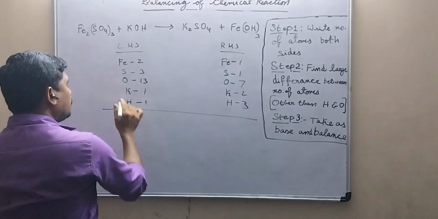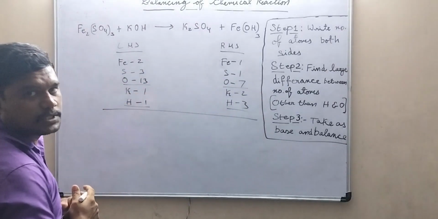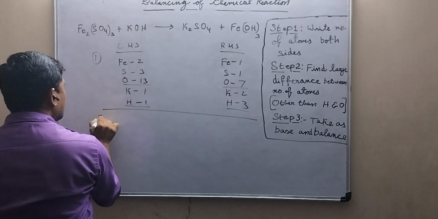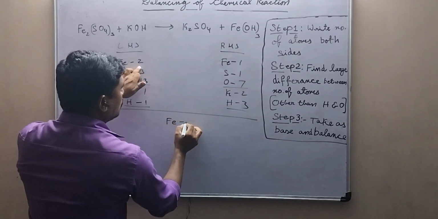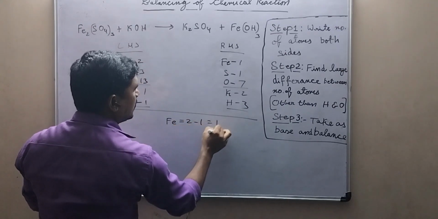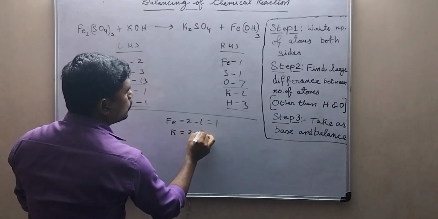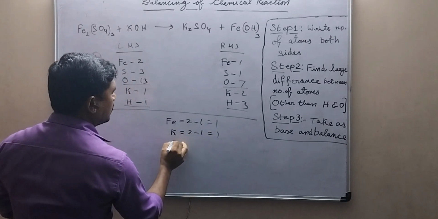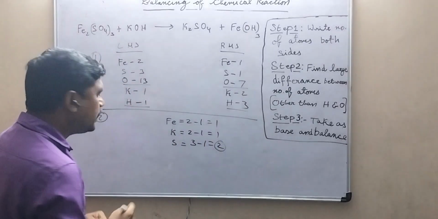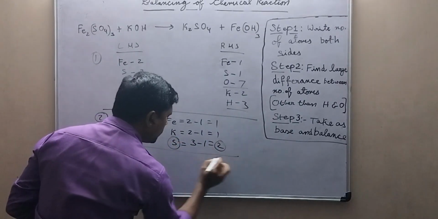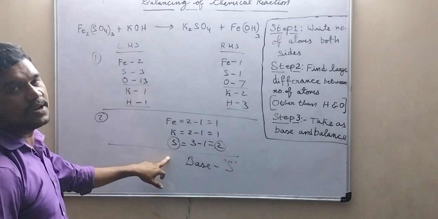And step 2, we do not consider hydrogen and oxygen, and we consider the remaining atoms. Now step 2, the maximum difference. Other elements are Fe: 2 minus 1, it's 1. Potassium, again 2 minus 1, 1. Sulfur, 3 minus 1, 2. So we take sulfur as our base atom. Now we balance the sulfur first.